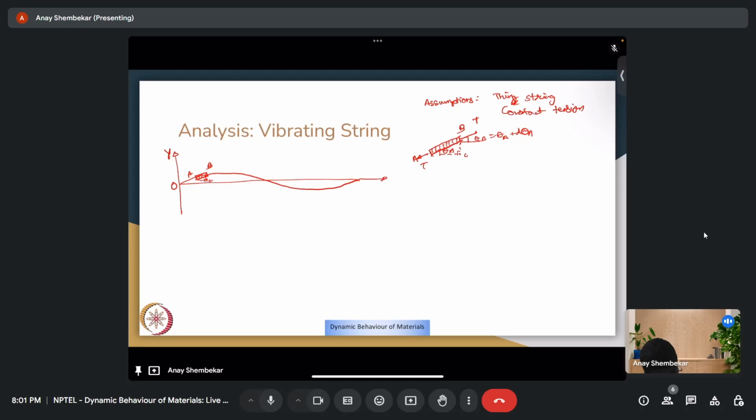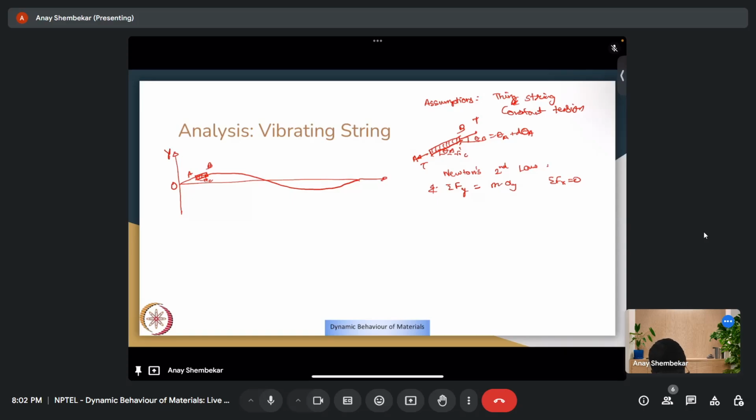So if I apply Newton's second law of motion, I have summation Fy equal to m times Ay, summation Fx equal to 0. So there is no lateral net movement of the string. There is only perpendicular movement, a transverse string.